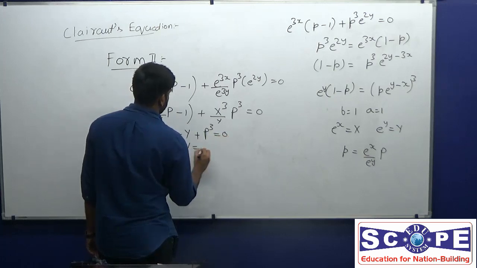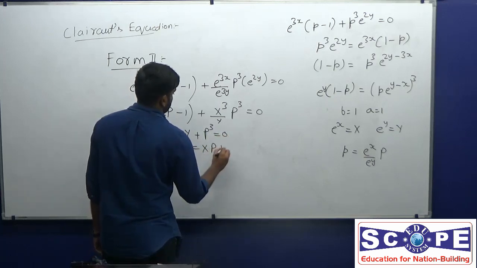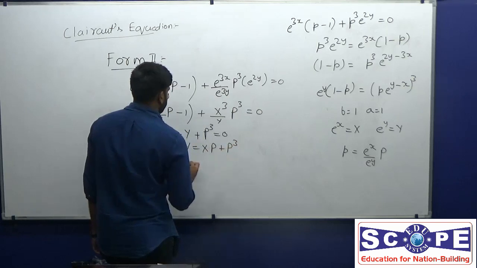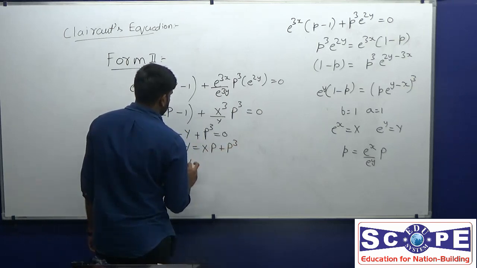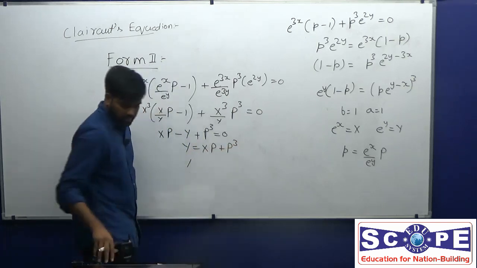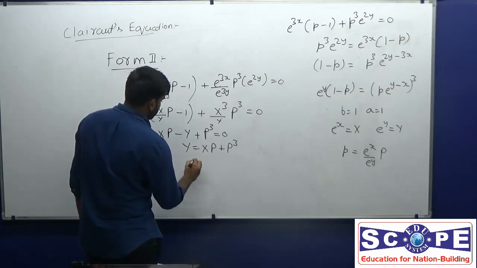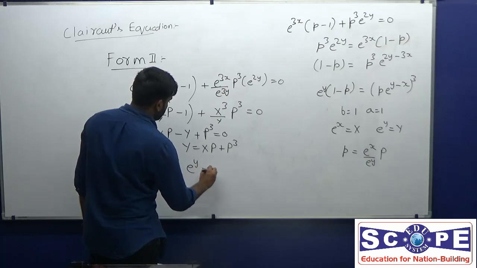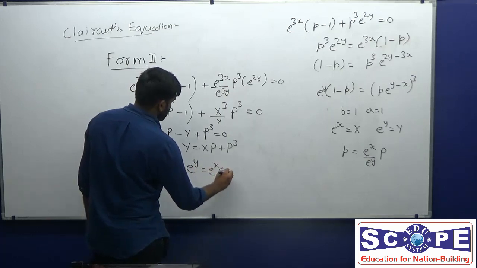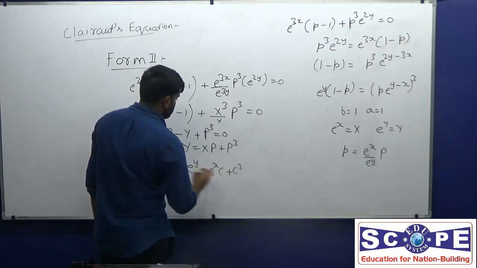That is simply y equals xp plus p cube. Hence we will get this equation in Clairaut's form. So we will simply substitute e power y equals e power x c plus c cube.